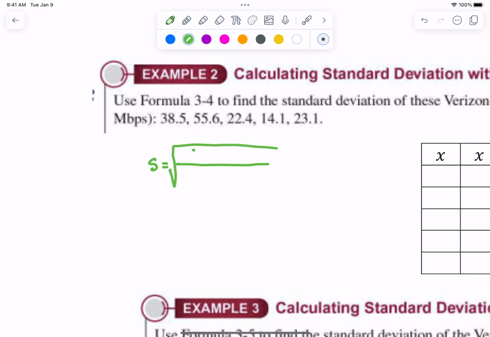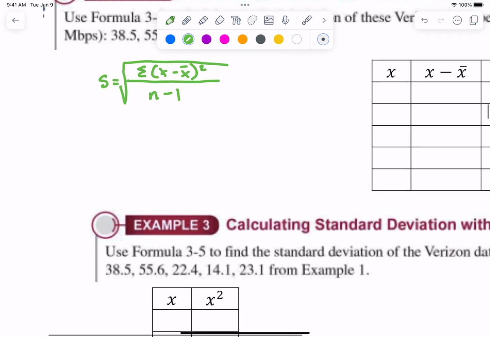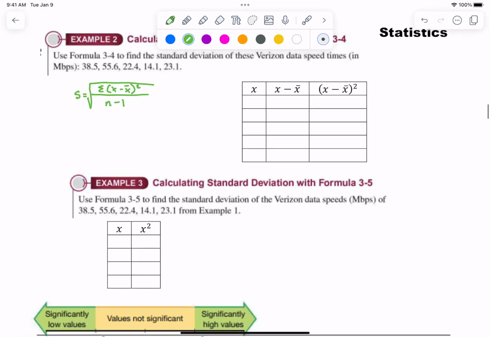The sum of x minus x bar squared, all over n minus 1, all underneath a square root. Okay, that's the first one. I'm going to write the formula down for this one over here. I should have just included this, but it somehow got taken off.